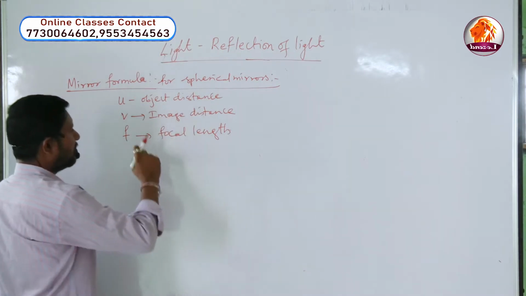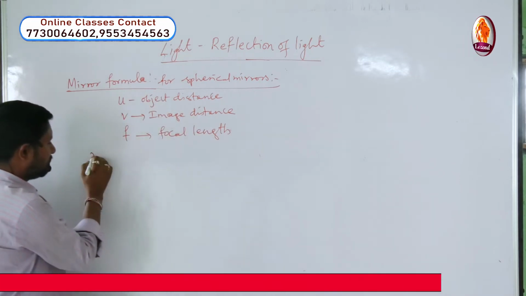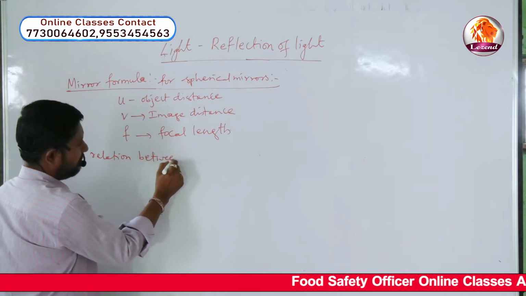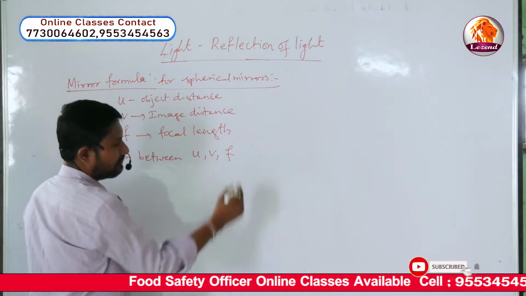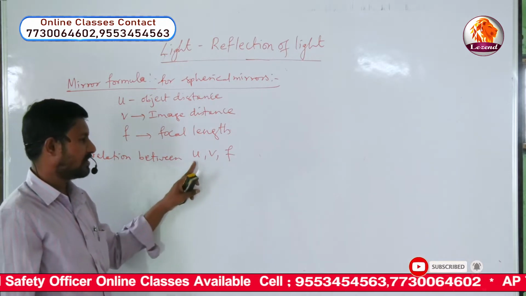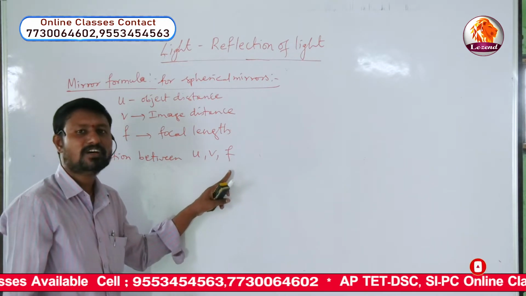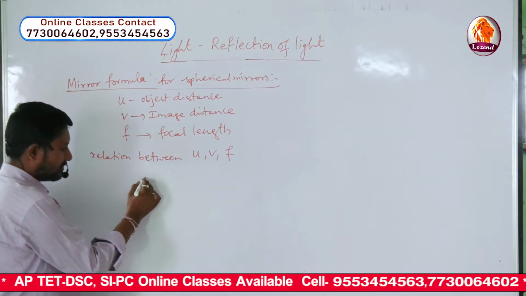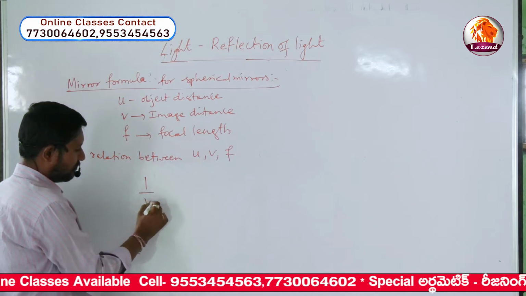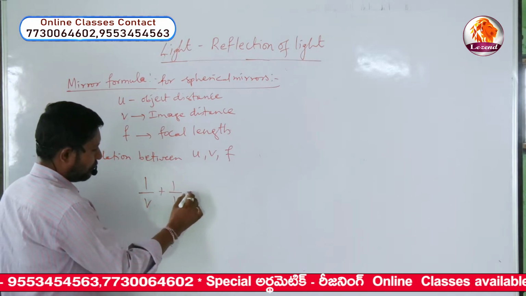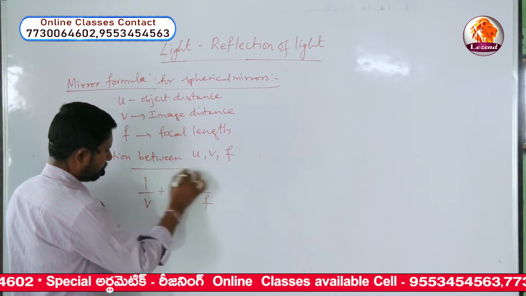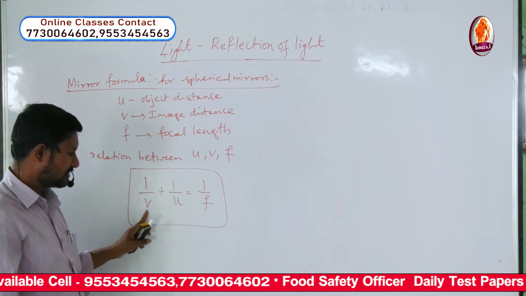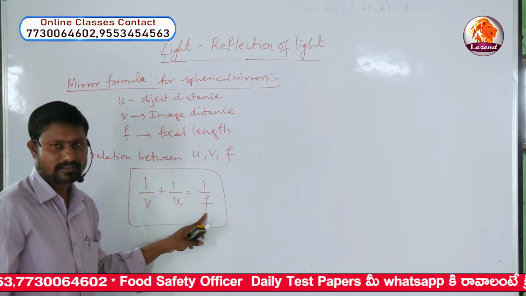And here the mirror formula gives the relation between U, V and F. The relation between object distance, image distance and focal length is called the mirror formula, and the mirror formula for spherical mirrors is given by 1 by V plus 1 by U equals 1 by F. Here U is the object distance, V is the image distance, F is the focal length.